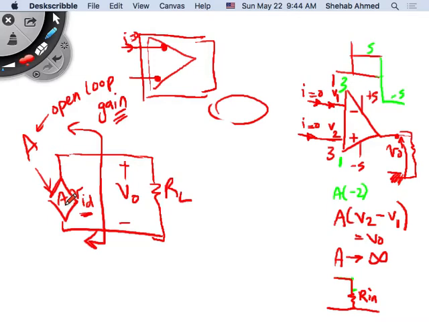I would like to figure out a way to go around this phenomenon so that I can build proper amplifiers that multiply my signal by 2 or 3 or 4, something I can control. So this is the motivation for what we're going to try to do here.